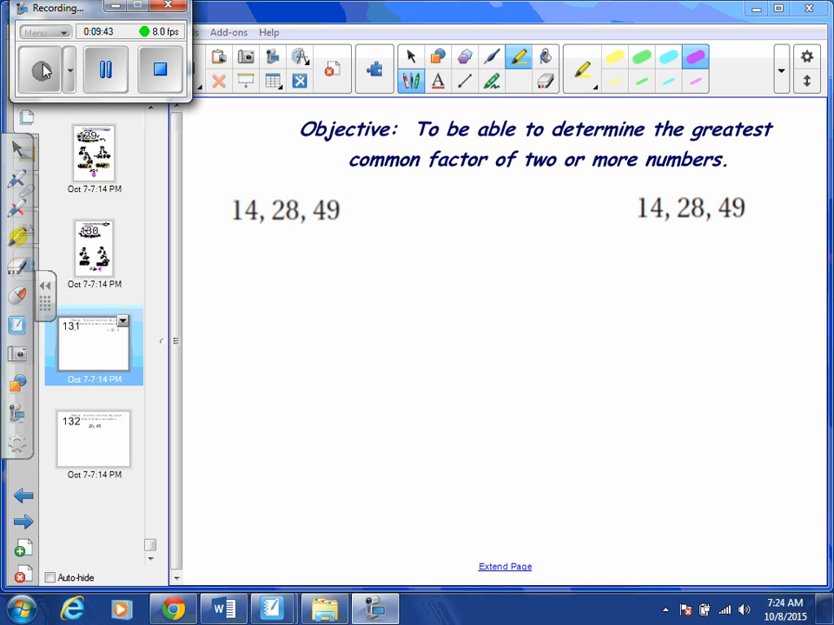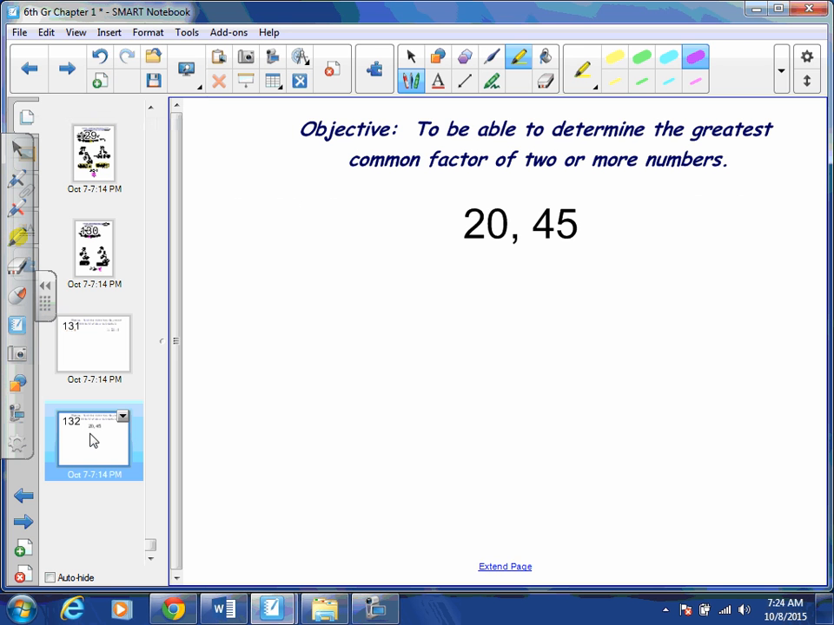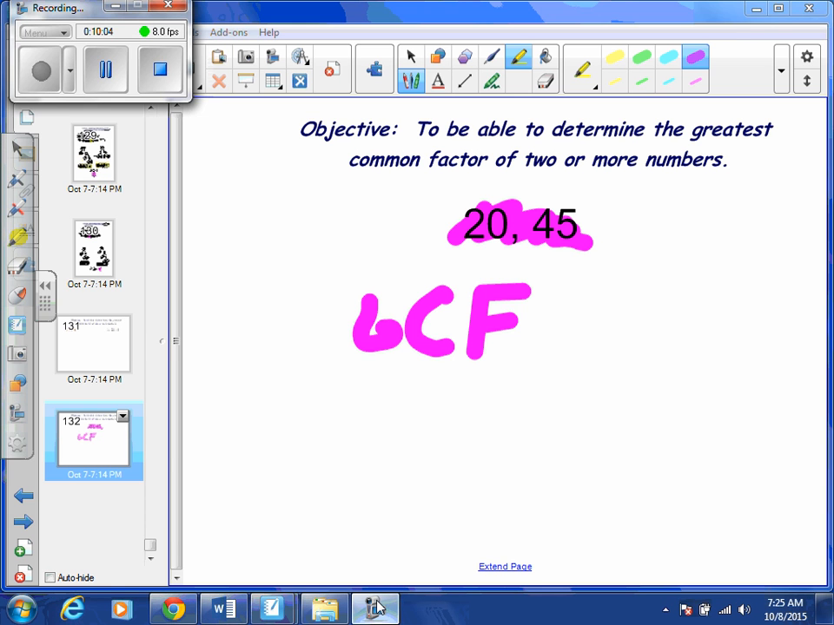I'm running out of time. We'll do these ones in class tomorrow as an example, but same way, you can do a list for each of the 3 numbers, find the common ones, find the greatest, or you can make a factor tree for each of those. Your job to submit on that photo is to find the greatest common factor of these two numbers using whatever method you like. So type your answer on Edmodo and submit it.